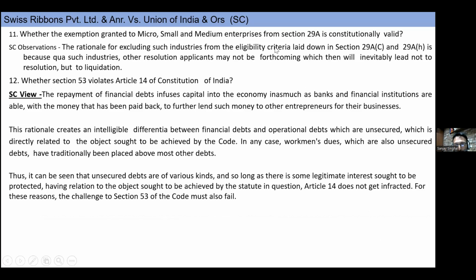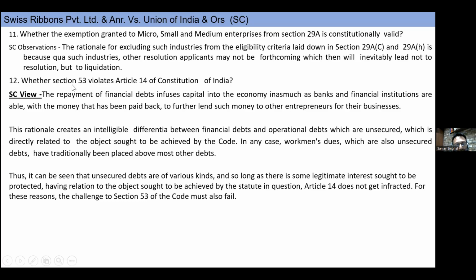In the next point, the exemption to MSME has also been challenged. The court's observation was that the rationale for excluding such industry from the eligibility criteria laid down in section 29A is that such industry's other resolution applicant may not be forthcoming, which will inevitably lead not to resolution but to liquidation. So they said that these are small industries, and if we do not give exemption, there may be cases where a resolution applicant does not come, no big resolution applicant, no PRA, prospective resolution applicants will not come, and if there is no resolution plan, then that industry can go into liquidation. This is the reason the act has given the exemption to MSME, and they have upheld the provision.